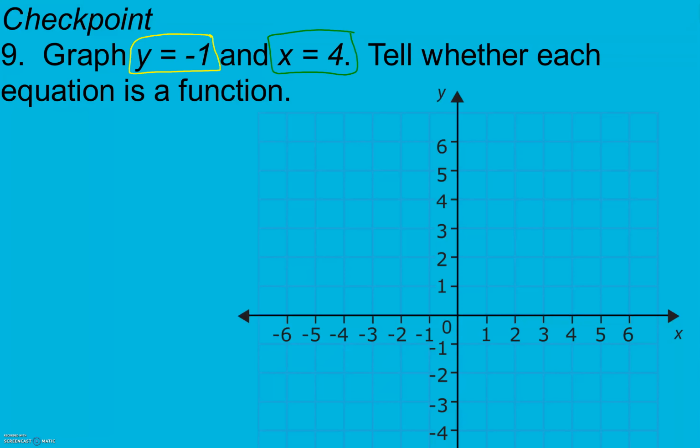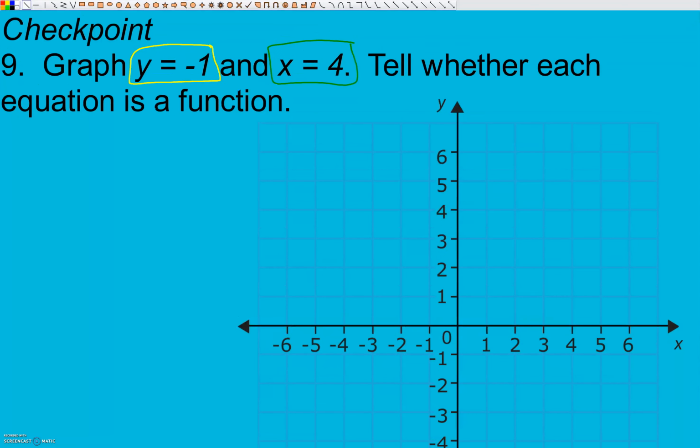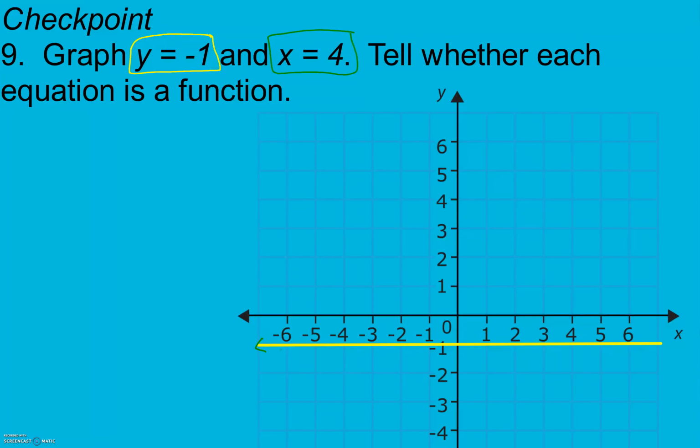So y equals negative 1, y lines are horizontal. It's all the points where a y is negative 1. So y is negative 1 here, and here, and here. So it's going to be the line through there. Again, it's all the y values that are negative 1.